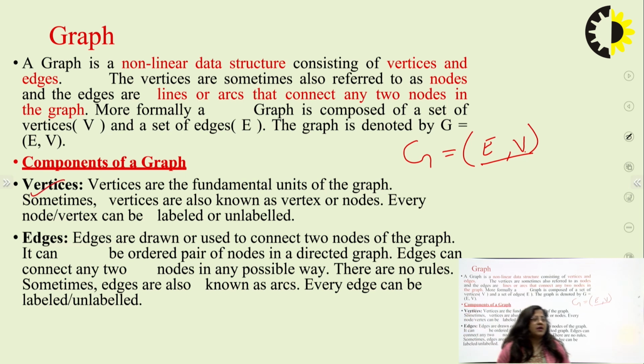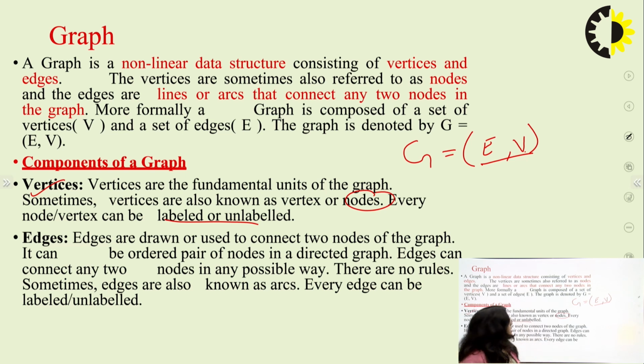So what is a vertex? Vertices are the fundamental unit of a graph. A vertex is also known as a node. Every node or vertex can be labeled or unlabeled. It may be labeled alphabetically, like A, B, or numerically.